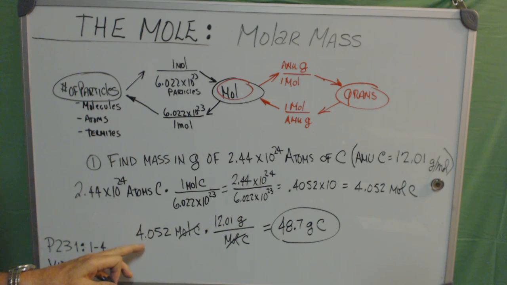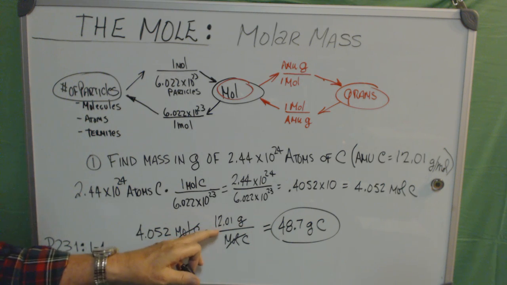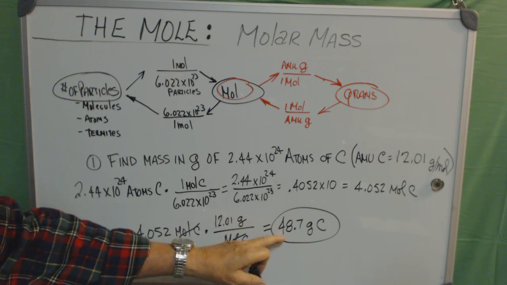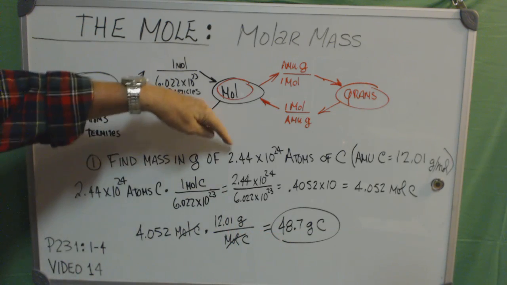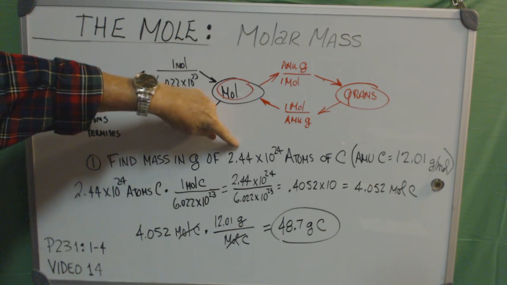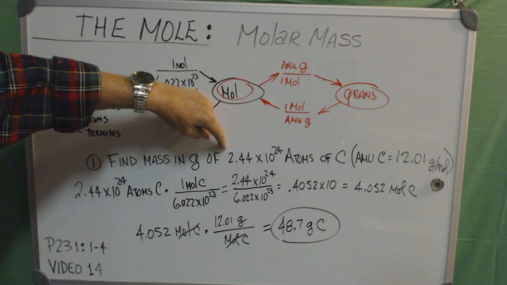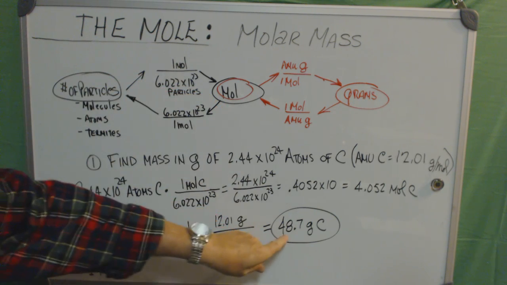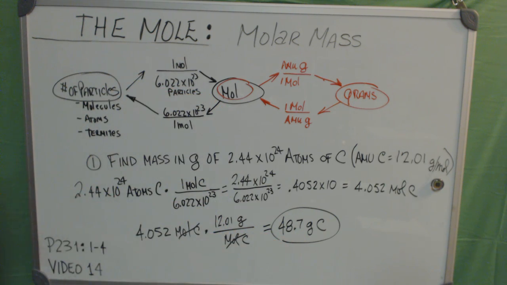I just multiply 4.052 times 12.01, and I've got to round this off because I can see in my original problem that my significant digits is 3, so I have to have 3 significant digits in the final answer. I end up with 48.7 grams of carbon in this many atoms of carbon.